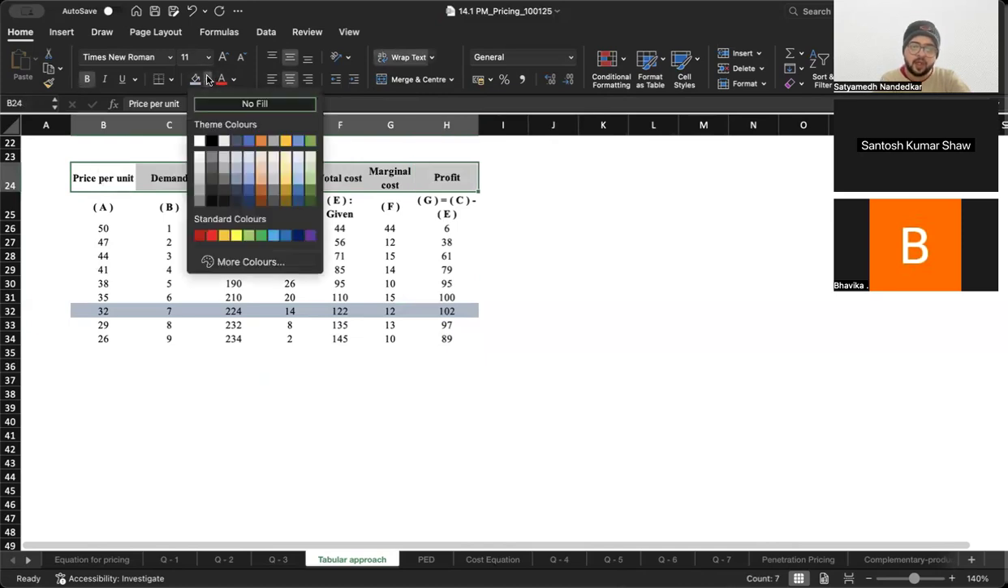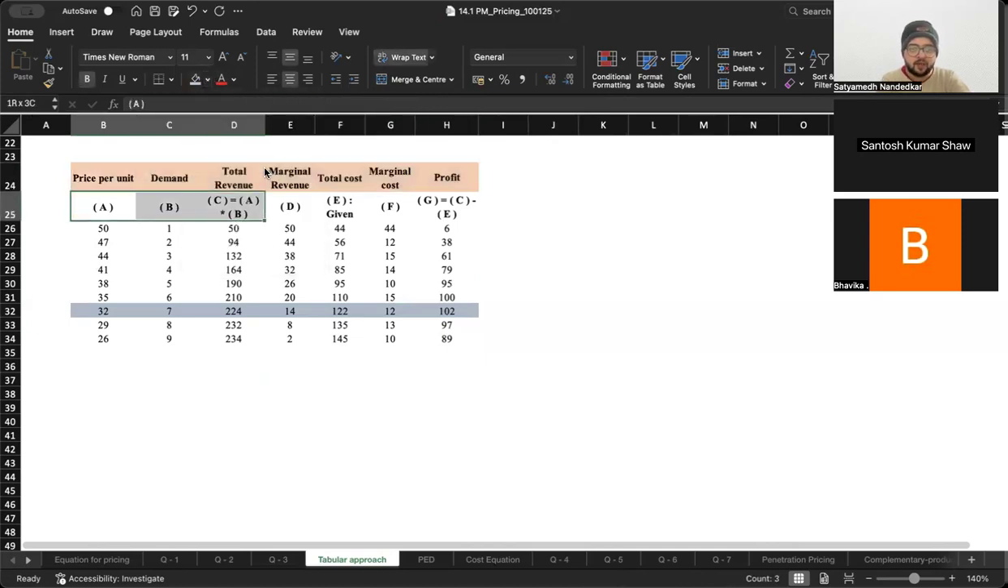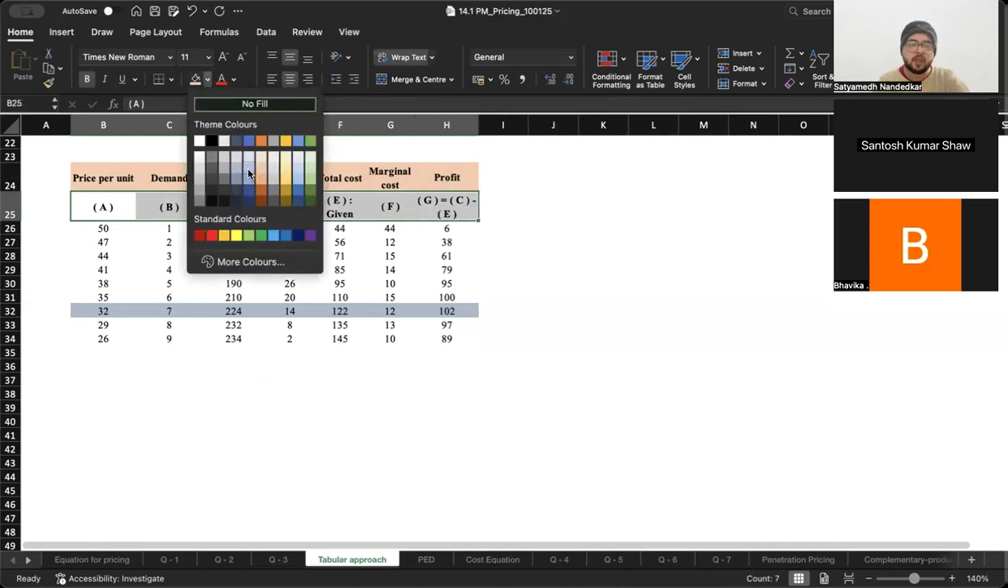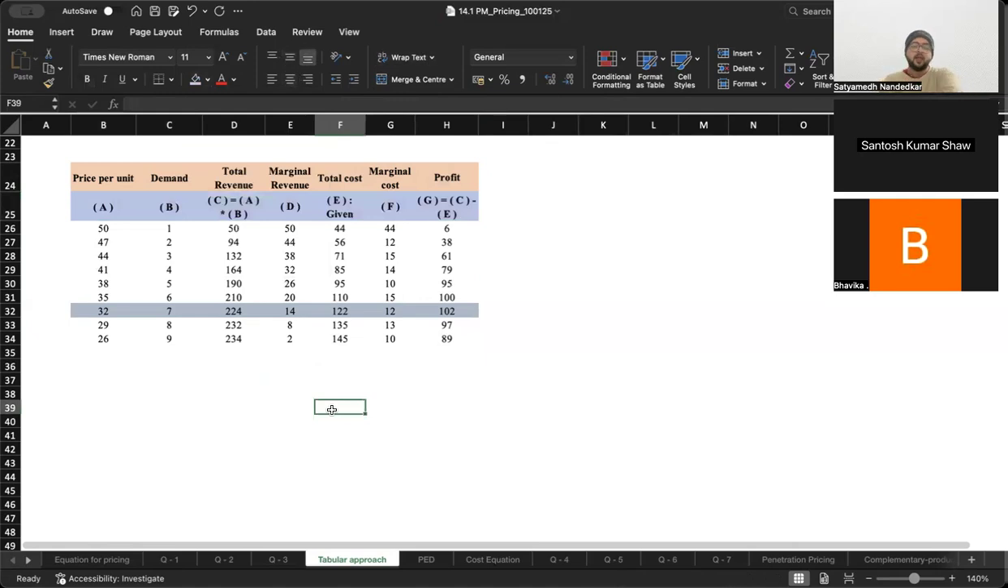Now look at the marginal revenue in this case. The marginal revenue is 14. What is the marginal cost? The marginal cost is 12. Now we had studied some time ago that when marginal revenue is equal to marginal cost, at that time you have your profit maximizing level of output. You see, at 102, the gap between marginal revenue and marginal cost is the least.